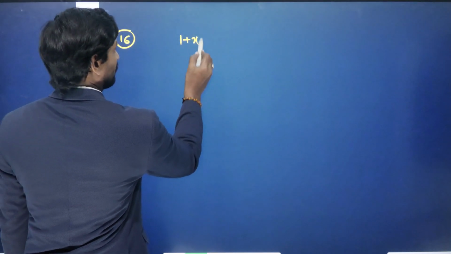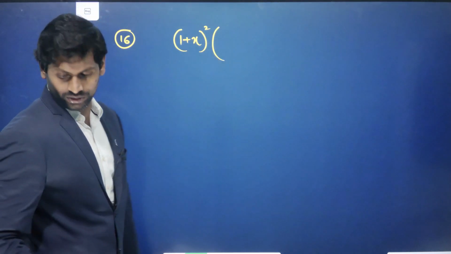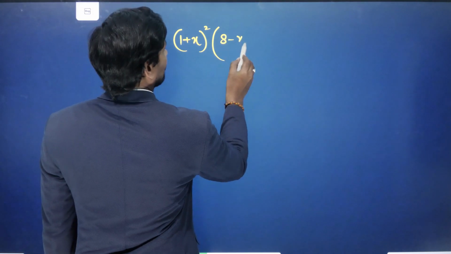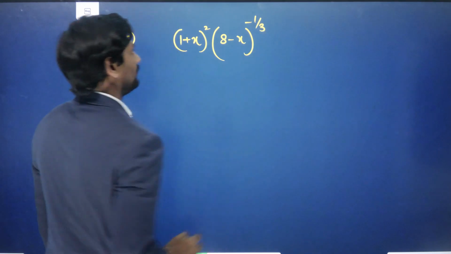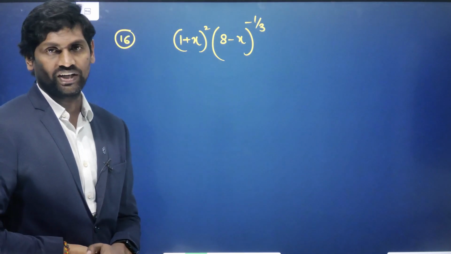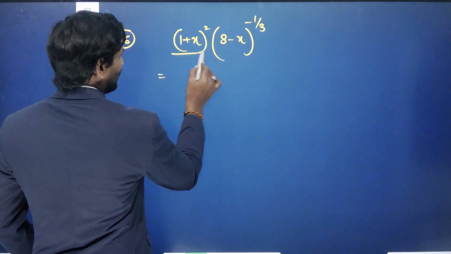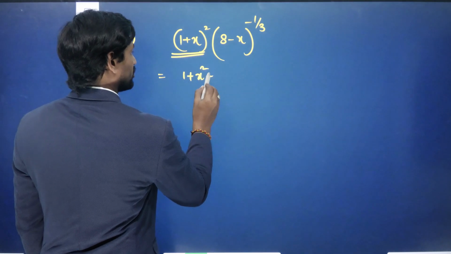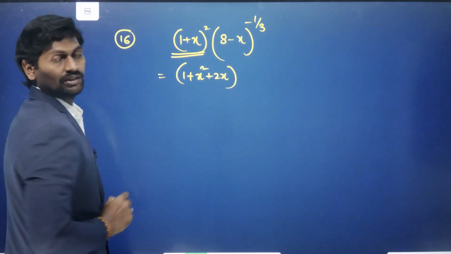Problem number 16. Let us see, the 16th problem is: find the coefficient of x square in (1 plus x) whole square into (8 minus x) whole to the power of minus 1 by 3. Coefficient of x square we should find. Now, the first one is in the form of (a plus b) whole square, a square plus b square plus 2ab, so 3 terms will come.